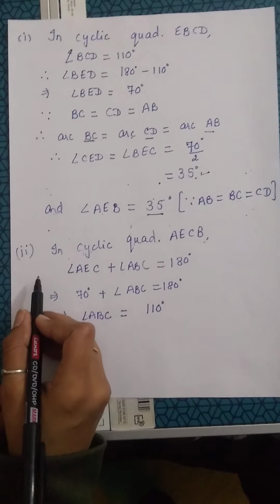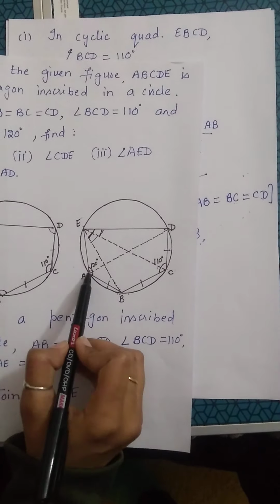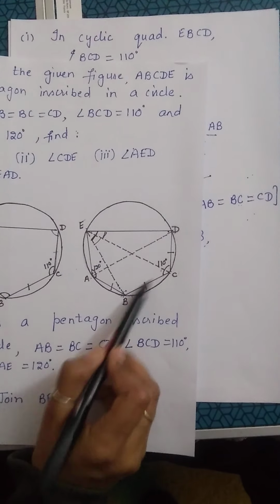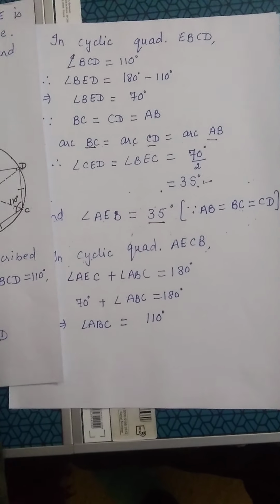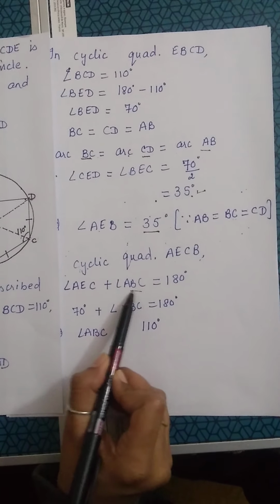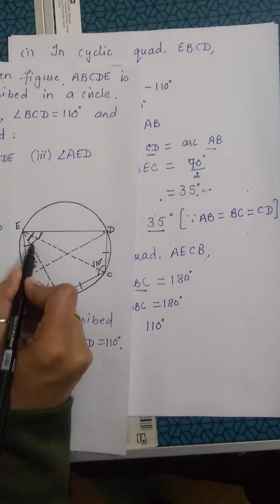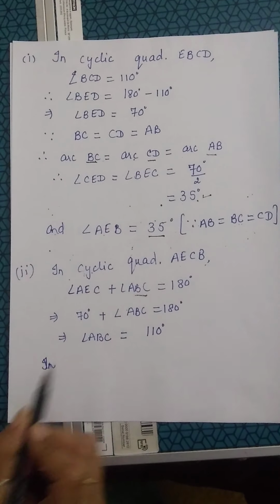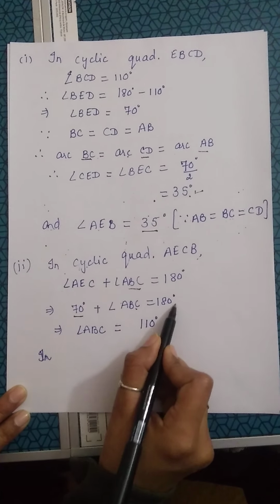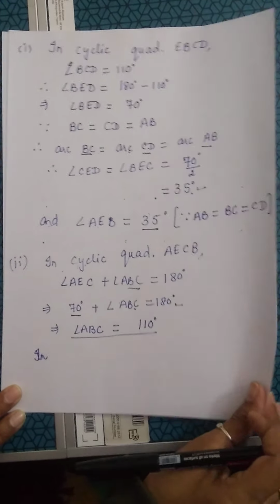For the second part, in cyclic quadrilateral AECB, now we'll focus on this cyclic quadrilateral. We know angle AEC plus angle ABC, the sum of these two angles, will be 180 degrees. As we already got that one is 70 degrees, 70 plus angle ABC will be 180. Therefore angle ABC is coming out to be 110 degrees.